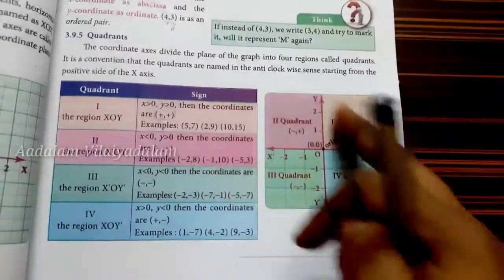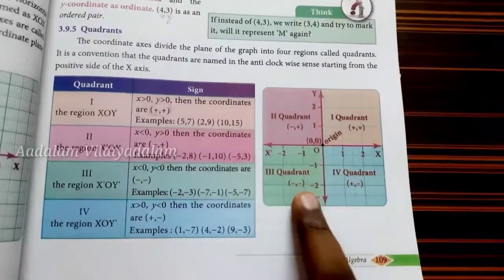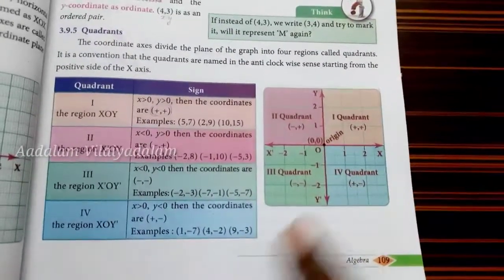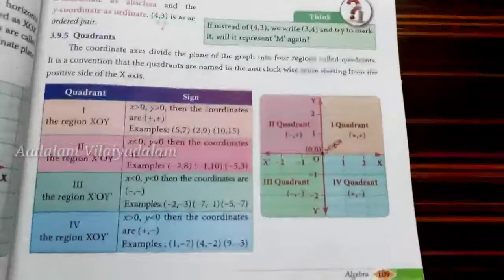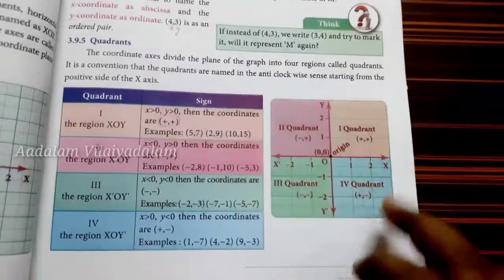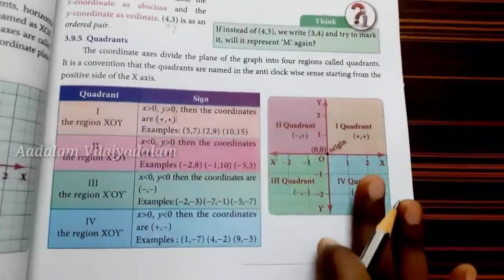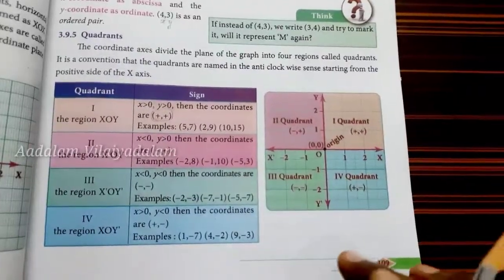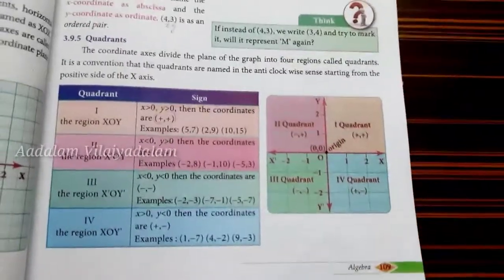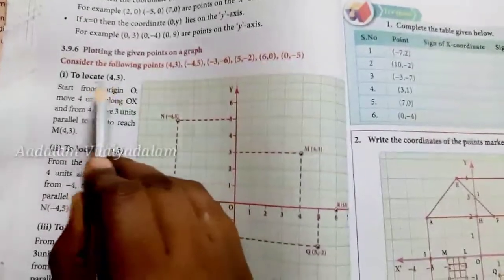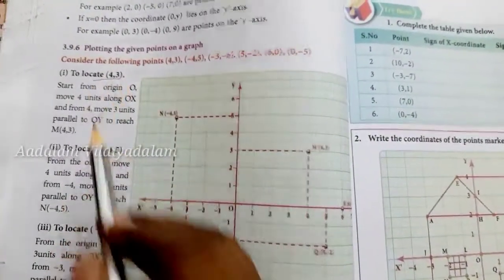By remembering these quadrants, you can easily remember and you don't need to learn these values by heart. Just remember them, it will be helpful for you to practice and to solve the exercise. Next we shall see how to locate the point or the coordinate. We can say it as the points or the coordinates.